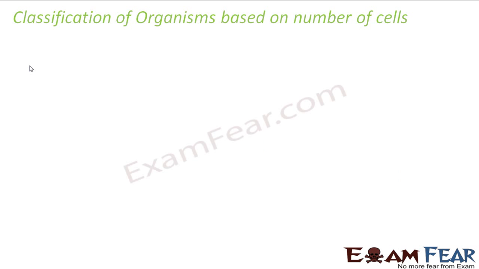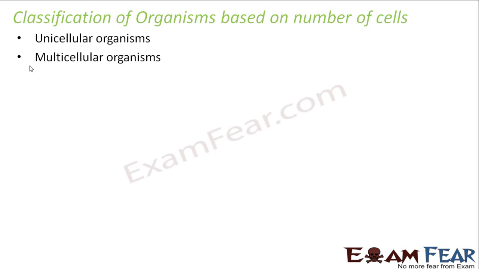Now let us look at the classification of organisms based on the number of cells. Now we broadly classify living organisms into two categories: unicellular organisms and multicellular organisms. This classification is based on the number of cells present in an organism. When I say unicellular, from the name itself you can guess what it is. Uni plus cellular. Uni means one, cellular means cells. So that means organisms with one cell. Similarly here you have multicellular. Multi means many. So organisms with many cells are multicellular organisms.